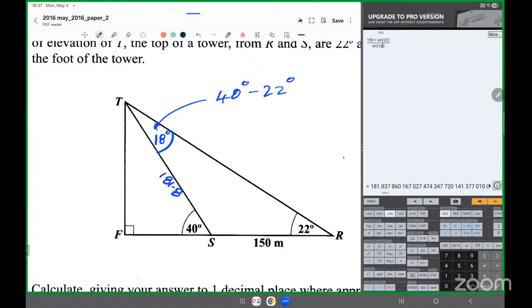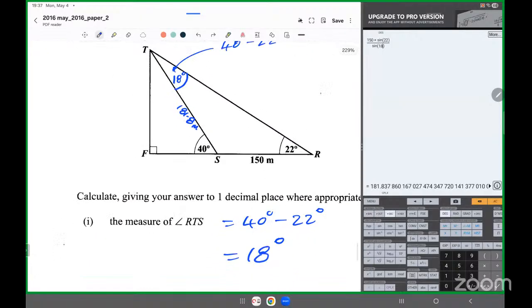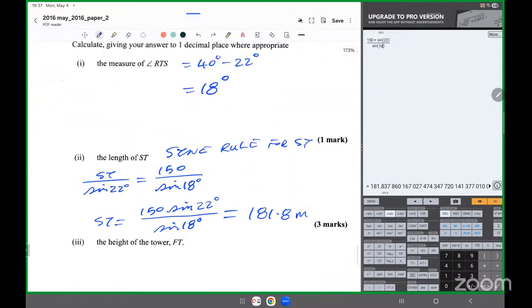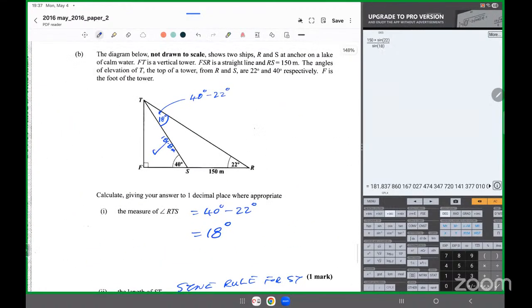181.8 meters. Now I can work in this triangle and use the so-called tower. Right? Now I want the height of the tower, so I'm going to work in this triangle now. I want to find the side opposite this angle. So sine of 40 equals the opposite side over the hypotenuse. That's what we're going to use now. Sine of 40 equals the height of the tower over the hypotenuse, 181.8.